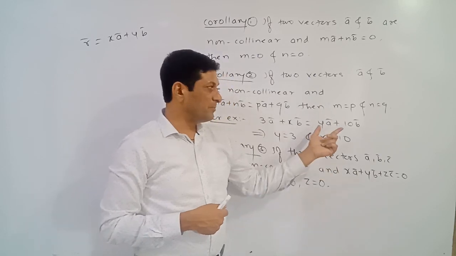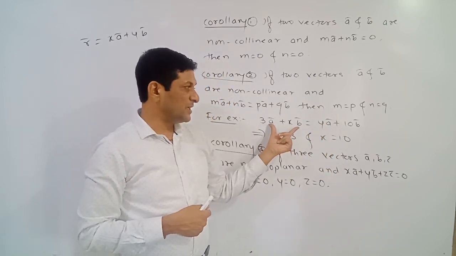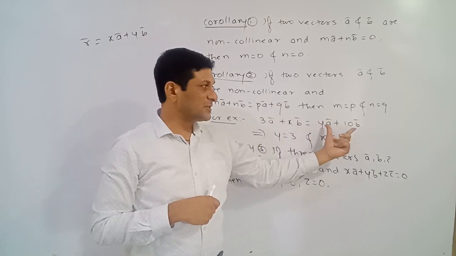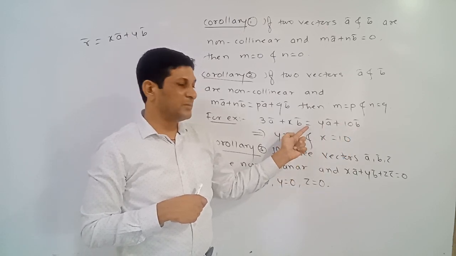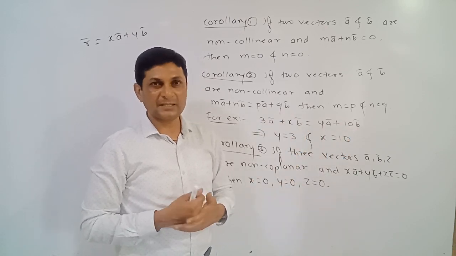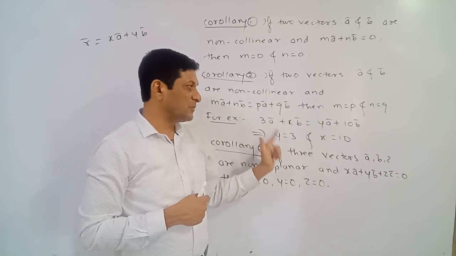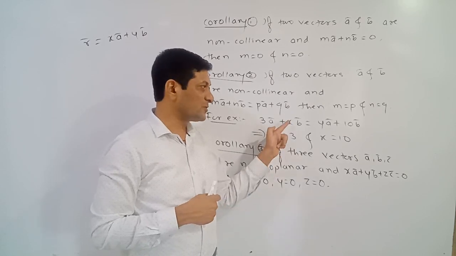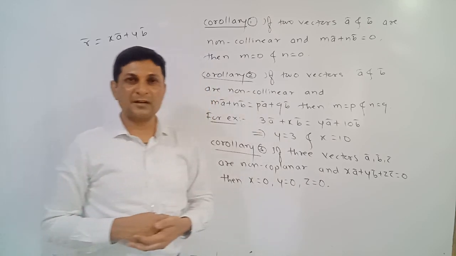We have considered one example here too. This is a linear combination in terms of A bar and B bar, and this is also a linear combination in terms of A bar and B bar, and both linear combinations are equal. It implies that the coefficients of A bar on both sides are equal, so y equals 3. In the same way, the coefficients of B bar on both sides are also equal, so x equals 10. Again, observe corollary number 3.